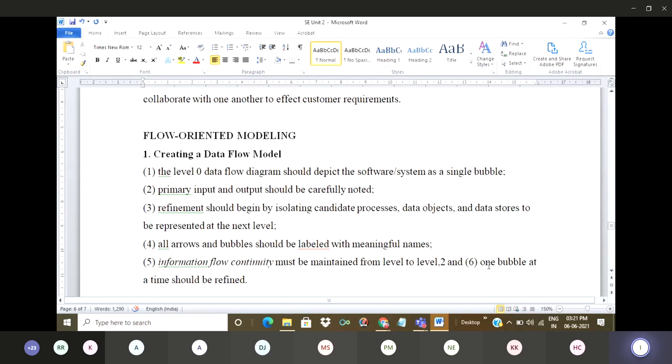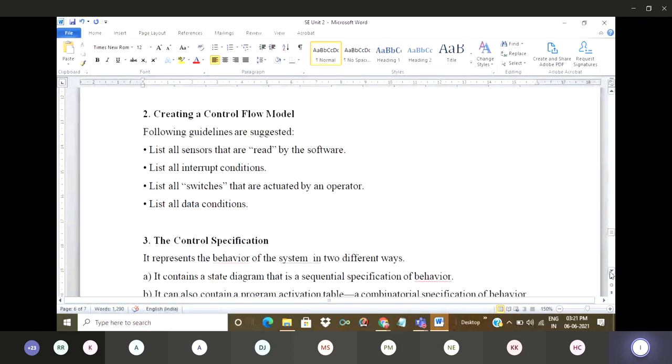Next is the control flow model. Creating a control flow model suggests the following guidelines. List all sensors read by the software, list all interrupt conditions, list all switches that are actuated by an operator. Next, list all data conditions.